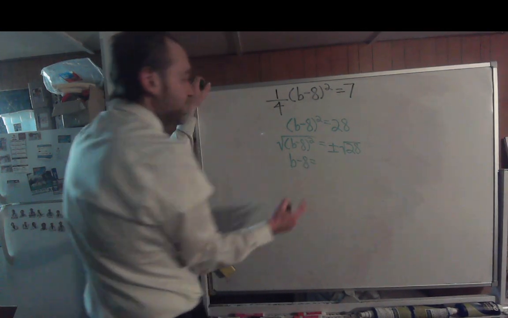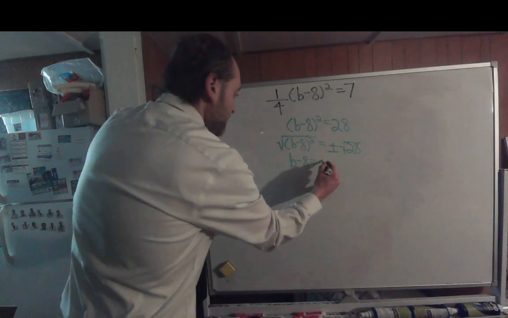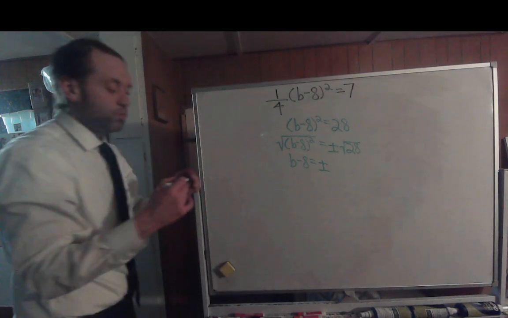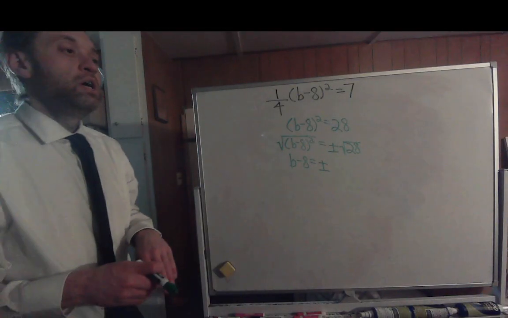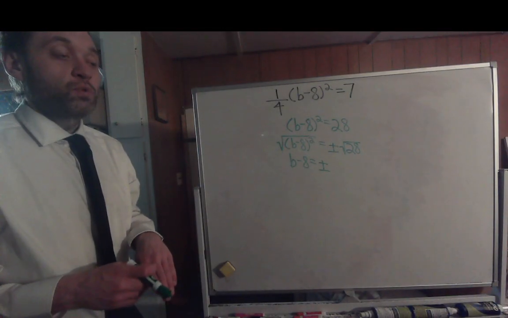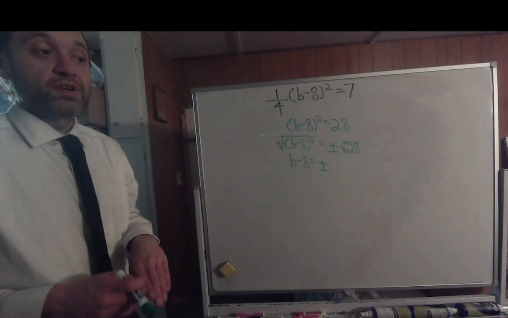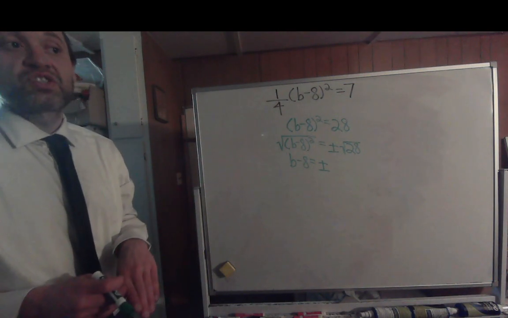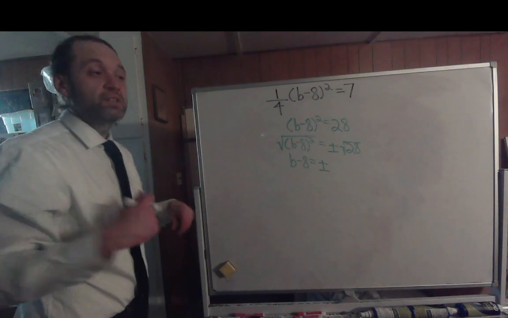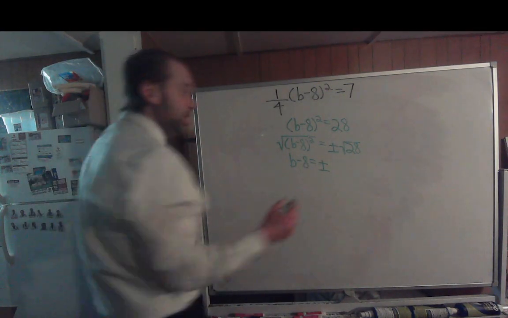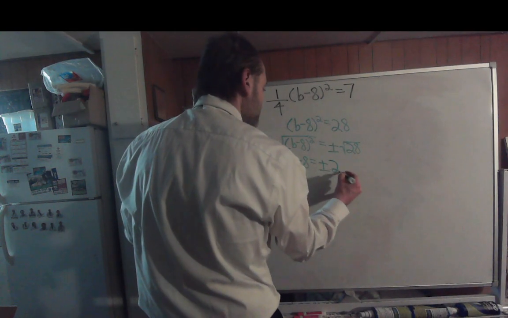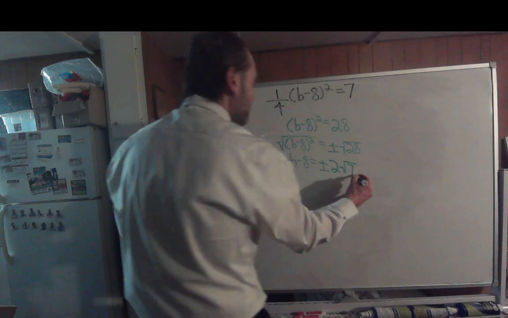That equals your right side, plus and minus. Now, the square root of 28: 28's not a perfect square, but we have factors of 4 and 7, where 7's not a perfect square, but 4 certainly is. You would get the square root of 4 times the square root of 7, which would just turn into 2 times the square root of 7.